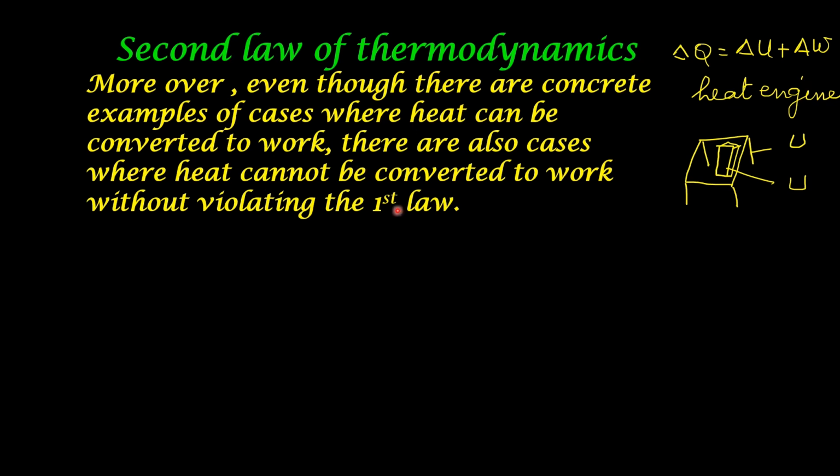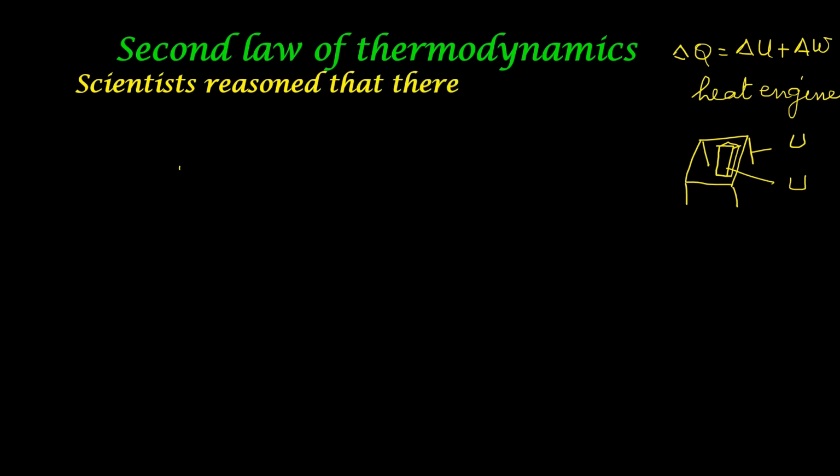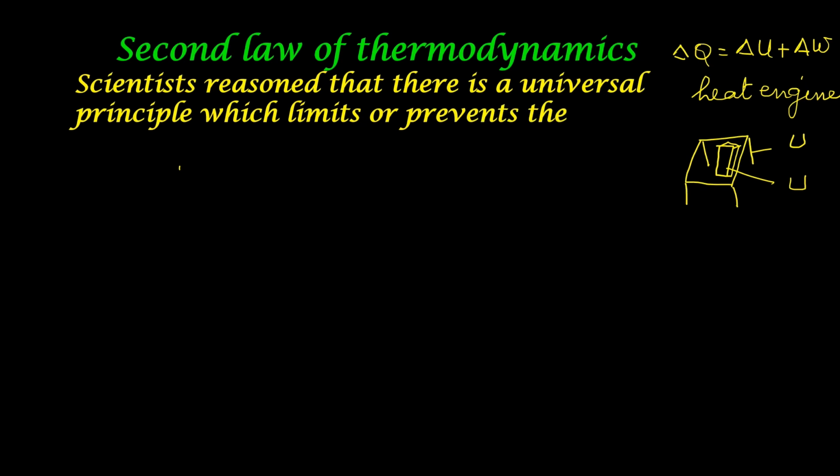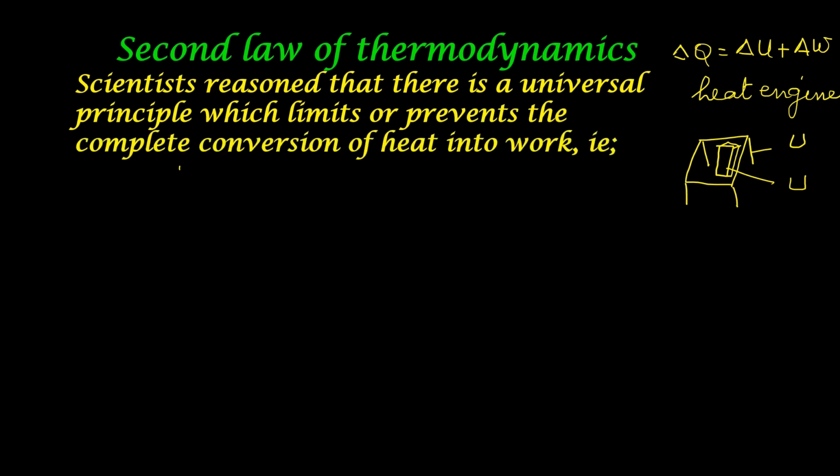That is what the second part says. The first law permits or allows heat to be transferred from the table to the book, but it does not happen. So we cannot always follow this first law of thermodynamics everywhere. There is some fact which is preventing this. Scientists considered this and they reasoned. They found out the reason that there is a universal principle which is a basic principle which limits or prevents the complete conversion of heat into work.